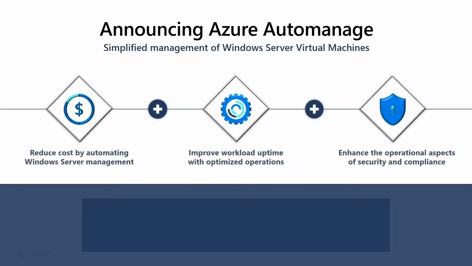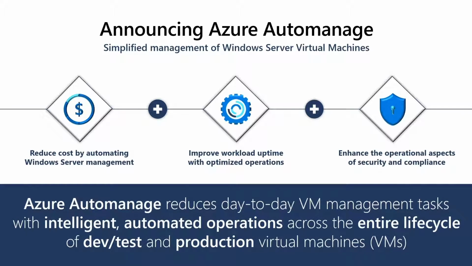We want to be able to reduce the cost. That is the operational expense, that human labor burden. We want to be able to improve workload uptime with optimized operations, i.e. you don't have to worry about discovering a new service in Azure, you don't have to worry about onboarding to that service, and you don't have to worry about configuring it. We handle that for you. And the same will be true of the operational aspects for security and compliance. For example, we will automatically onboard you to Azure Security Center and Azure Anti-Malware. And those aspects of security and compliance will now become things that we take care of for you.